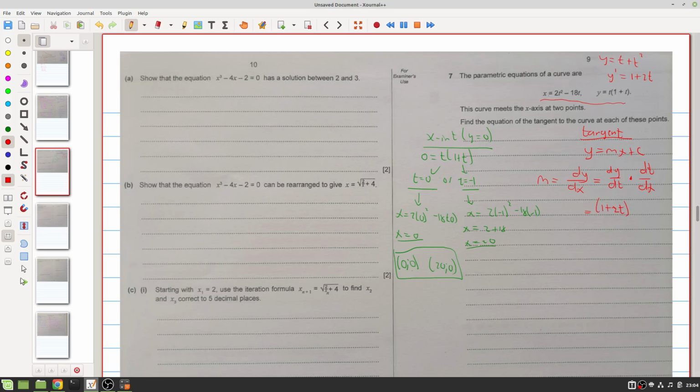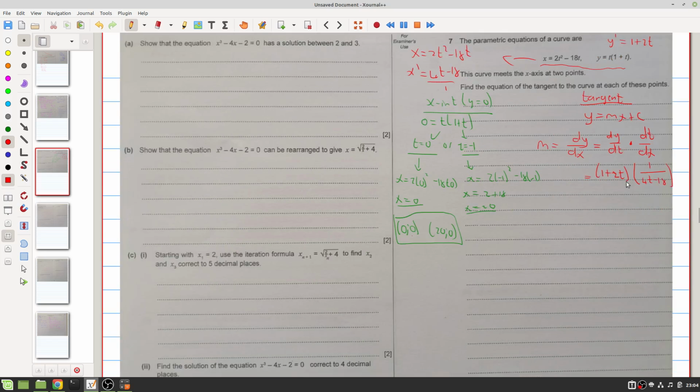Okay, and then for this one, if we have x equals 2t squared minus 18t, and we differentiate that, that gives us 4t minus 18. Okay, so that's dx/dt. And what is dt/dx? That's just the other way around, right? So just swap the fraction around, because this is over 1, so now dt/dx is going to be 1 over 4t minus 18. Okay, so that is our gradient.